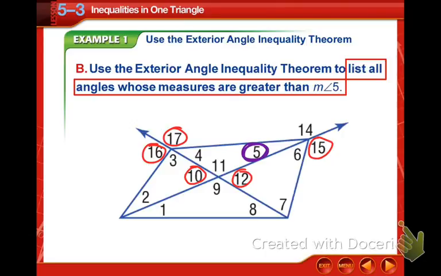And that's the only ones that we can get that are greater than angle 5: angle 10, angle 12, angle 15, angle 16, and angle 17.